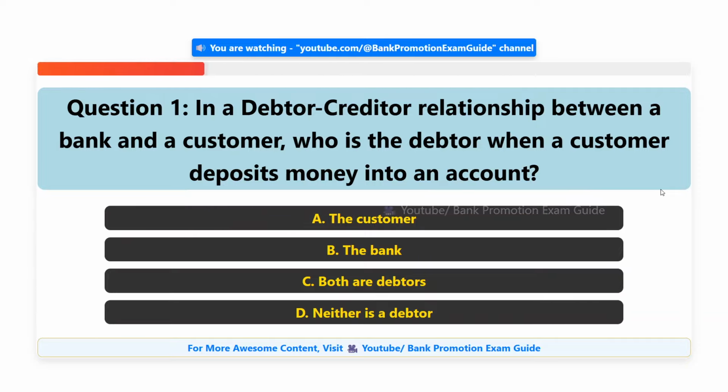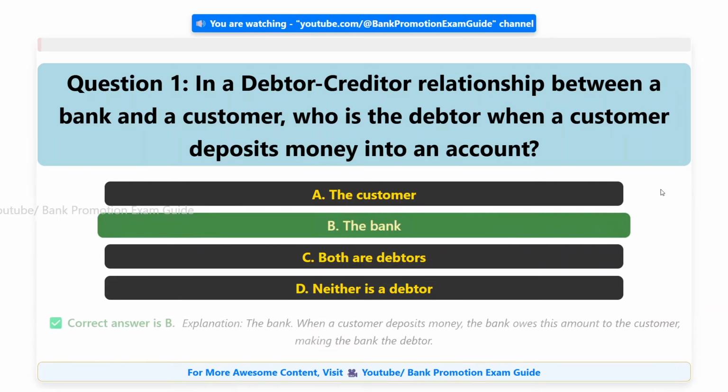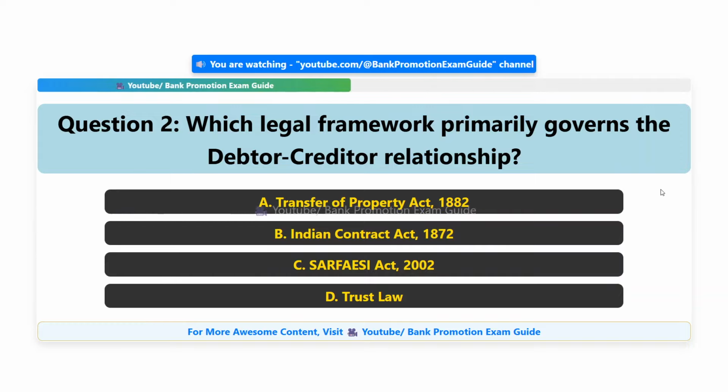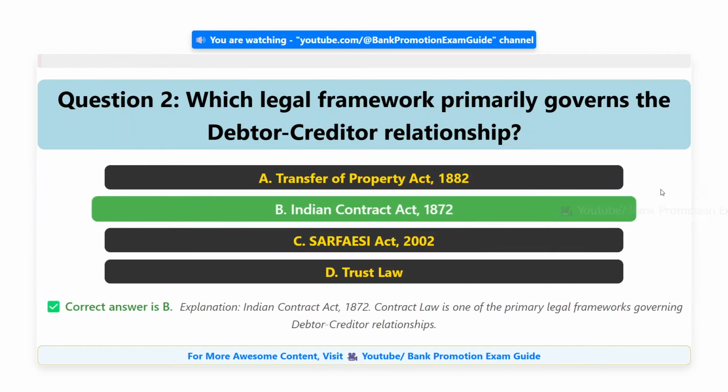Question 1. In a debtor-creditor relationship between a bank and a customer, who is the debtor when a customer deposits money into an account? The bank. When a customer deposits money, the bank owes this amount to the customer, making the bank the debtor. Question 2. Which legal framework primarily governs the debtor-creditor relationship? Indian Contract Act, 1872. Contract law is one of the primary legal frameworks governing debtor-creditor relationships.